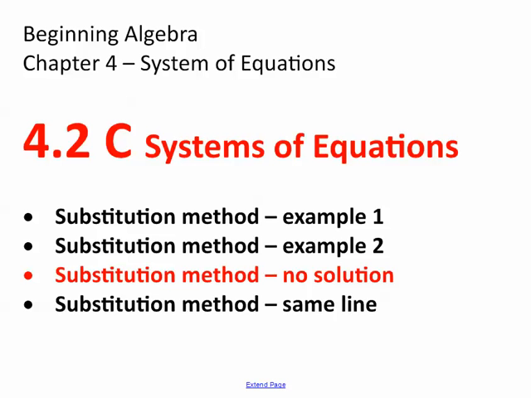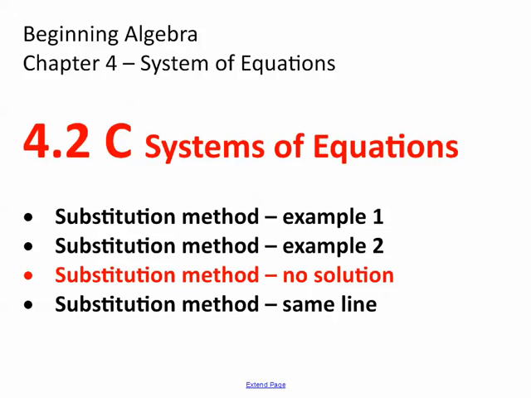Because we know that with a system of equations we could have one point as a solution. We could also have no solution where they're parallel lines. We could also have a situation where they're the same line. So using systems of equations and the substitution method, what does it look like when we have no solution in our system? Let's take a look.